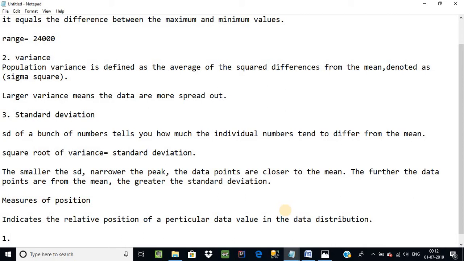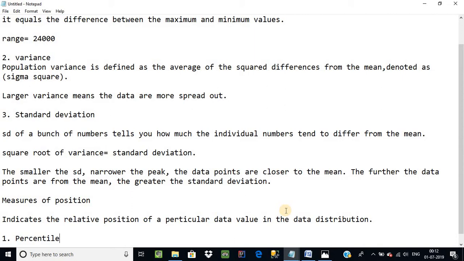The first important concept that we will discuss in measures of position is percentile. You must be familiar with this term, because when we appear for JEE or any other competitive exams, we get a relative percentile. Suppose a person gets 99.8 percentile or 90 percentile. What does this actually mean? Let's figure it out.